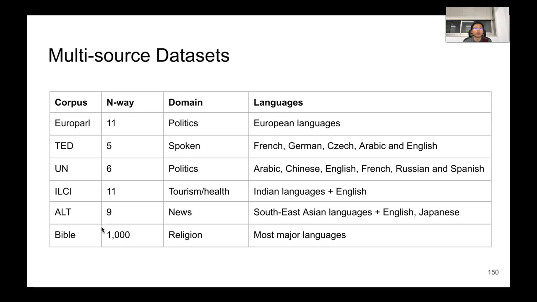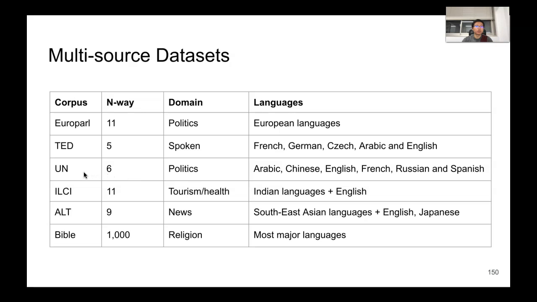And at last, about the multi-source datasets, I also try to list a few here. The first one is Europarl. This is a very famous corpus, right? It is an 11-way corpus, the domain is politics, and it contains the main European languages in the EU. The second one is the TED corpus, which contains 5 languages, and the domain is spoken language because it's TED Talks. It contains French, German, Czech, Arabic, and English.